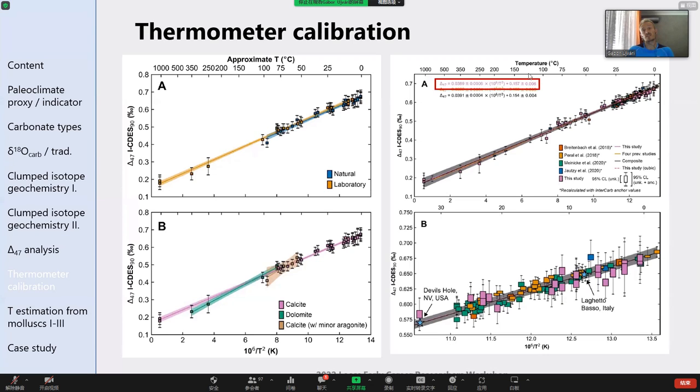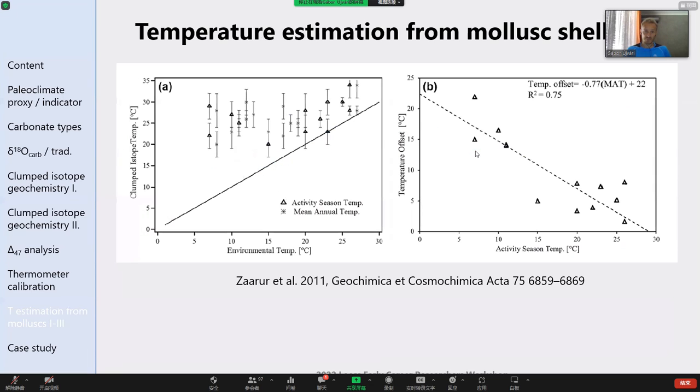And this is the latest published calibration equation coming from this study, which can be used actually for calcite, and it can also be used for aragonite, at least based on these measurements. The question is, what is the situation with the mollusk shells? Because these are aragonitic shells, and we know that there are always some problems like vital effects with the mollusks.